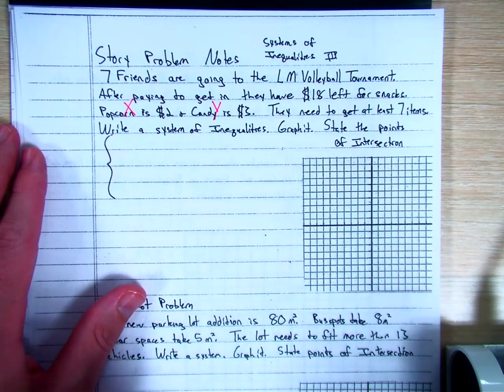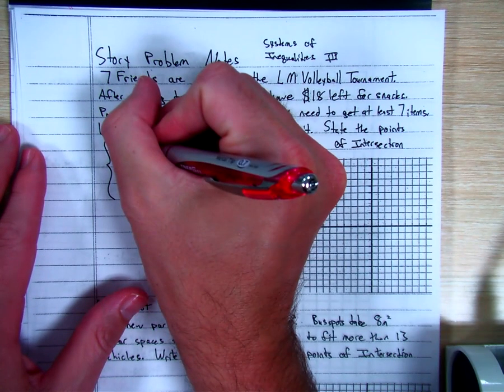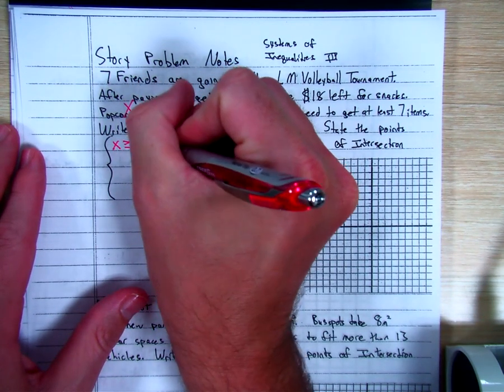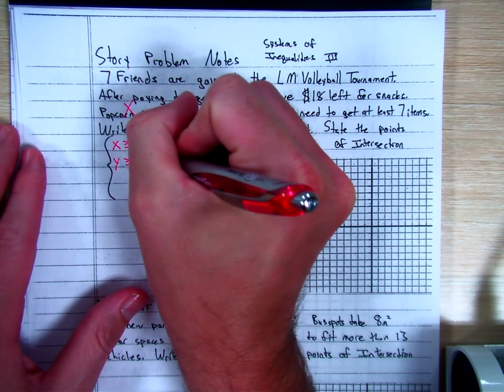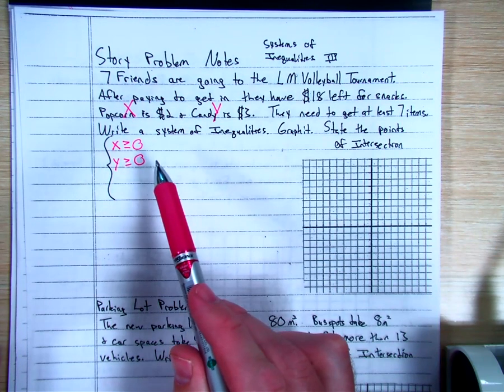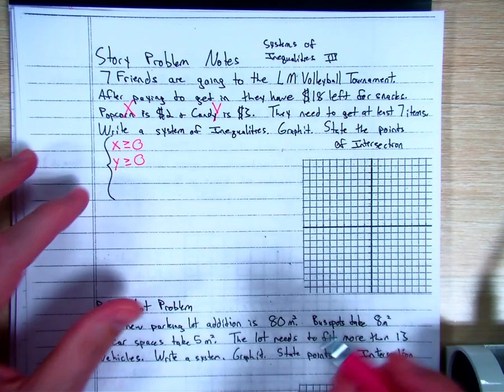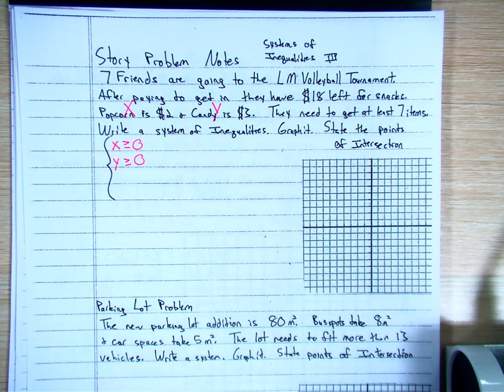Alright, so we got our common sense real world. X is greater than or equal to 0. Y is greater than or equal to 0. Can't have negative bags of popcorn and negative bags of candy.